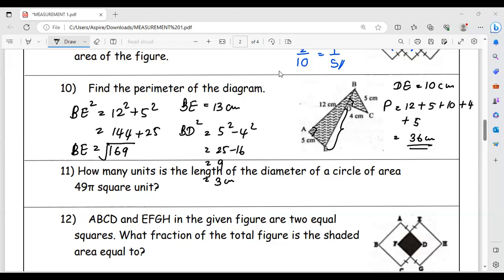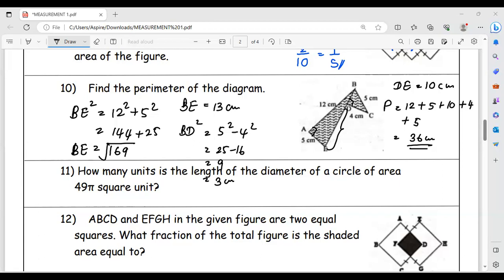How many units is the length of the diameter of a circle of the area 49π square units?